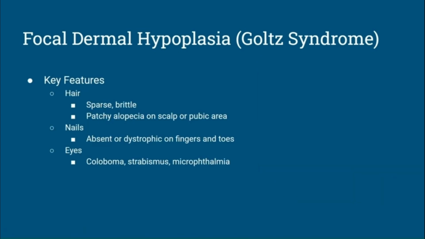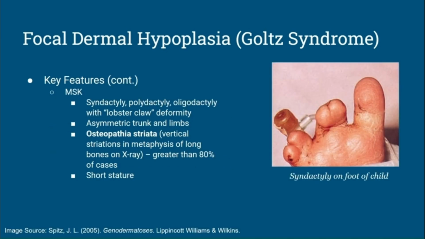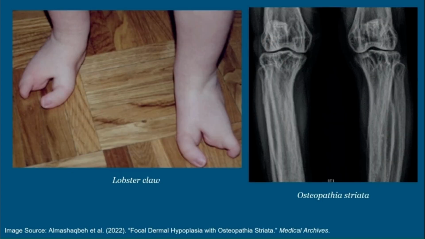Other key features: hair might be sparse, more brittle with a patchy alopecia. Nails might be absent or dystrophic. Eyes might have a coloboma or strabismus or microphthalmia. MSK-wise, you could see syndactyly, polydactyly, oligodactyly, or even a lobster claw deformity. So notice right here, focal dermal hypoplasia, Goltz syndrome, has Blaschkoid presentations and lobster claw deformities. You could also see osteopathia striata, which are vertical striations in the metaphysis of long bones, and short stature.